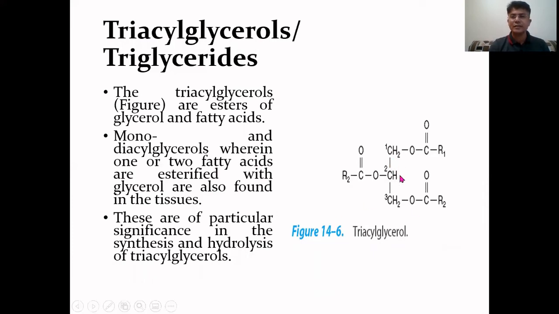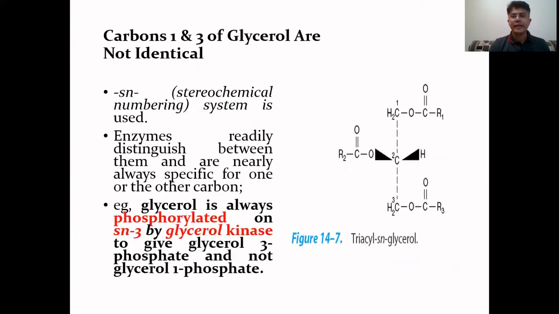Here is the structure in which glycerol is esterified with three fatty acids, and you can see the ester bonds linking the fatty acids with the glycerol. These are the carbon numbers of the glycerol, SN1, SN2 and SN3. These carbon numbers are different from each other, which is evident from the action of several enzymes that act on glycerol. For example, the enzyme glycerol kinase phosphorylates carbon number 3, the SN3 carbon, rather than the SN1 carbon. So by the action of glycerol kinase, glycerol 3 phosphate is synthesized, not glycerol 1 phosphate. That indicates that the carbons in glycerol are very different, and are numbered SN1, SN2 and SN3, indicating the stereochemical numbering of the carbon.